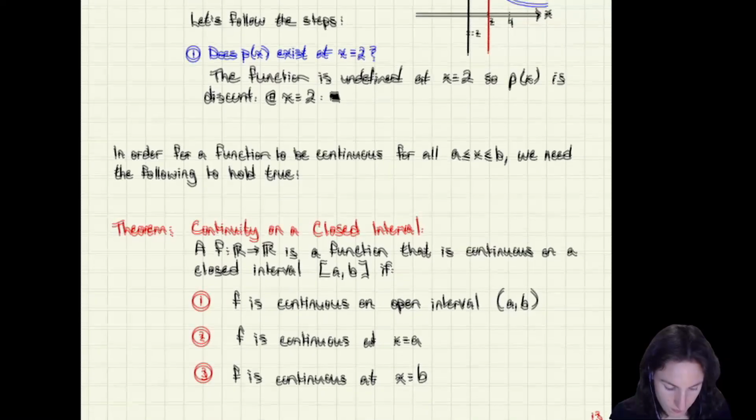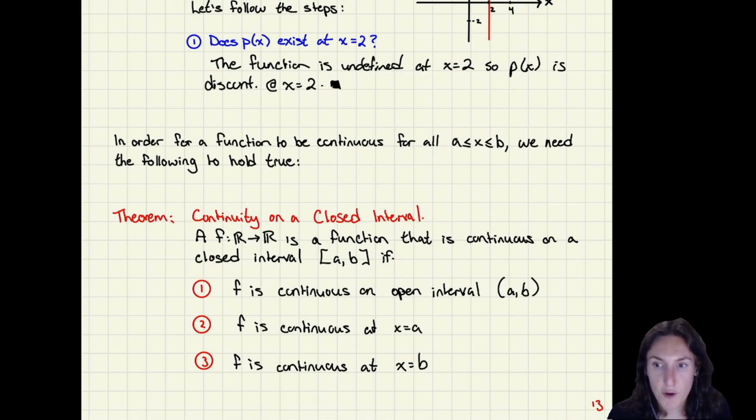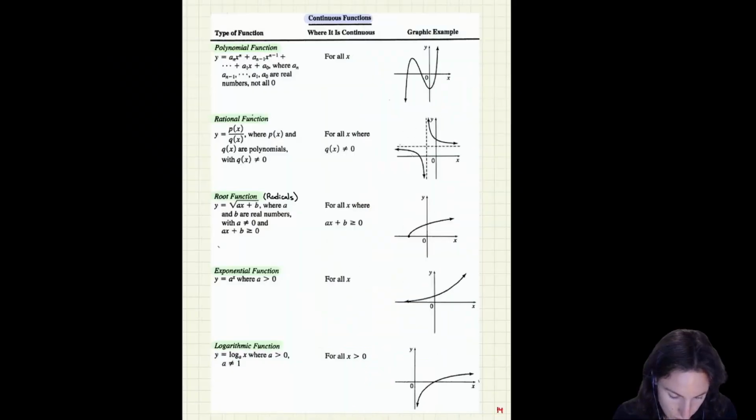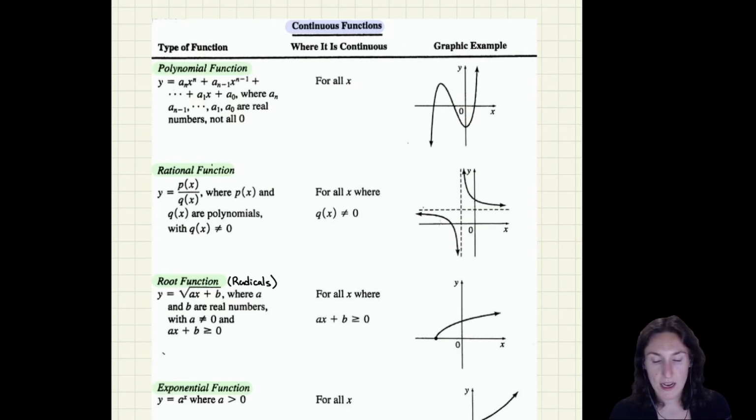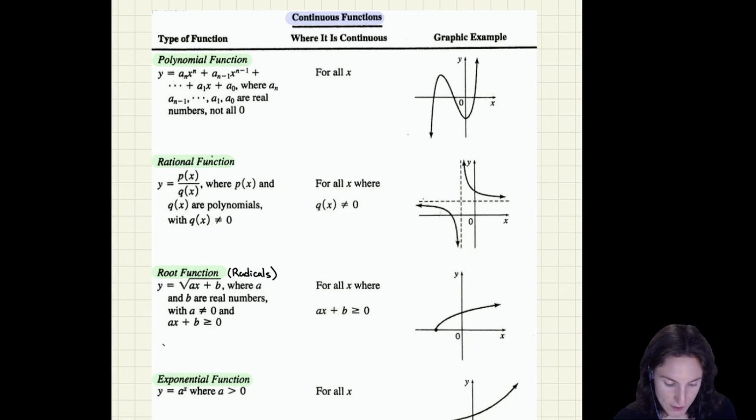All right. So if we want to talk about a function being continuous on a closed interval, including the endpoints, we would have to make sure that it's continuous on the open interval as well as the endpoints. So I just want to look quickly at some of the functions that we've talked about over the last couple of weeks and see where they're continuous. And then we're going to do an example where we have a function that's continuous in most regions, except maybe at a couple points. All right, so continuous functions.